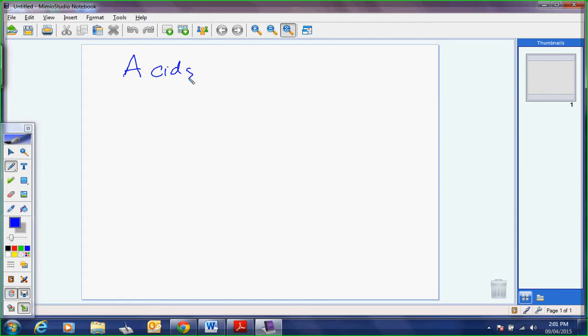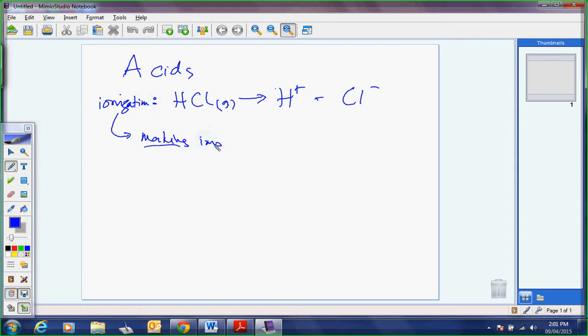Okay, so acids. What happens when I put an acid in water, such as HCl? Yeah, it ionizes. How did you know that? You read it somewhere. Good. You're awesome. So, what makes an acid an acid? H pluses. So H plus, there it is, and Cl minus, there it is. Now this is called ionization because I am making ions.